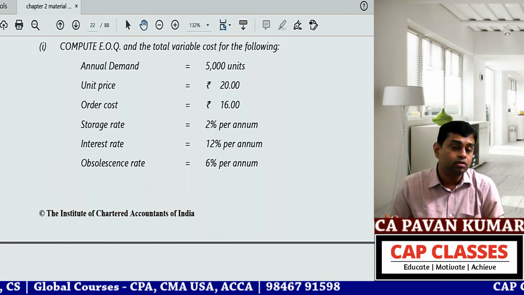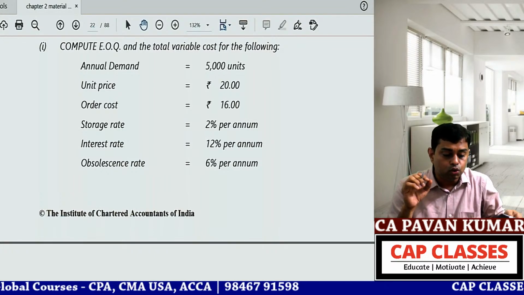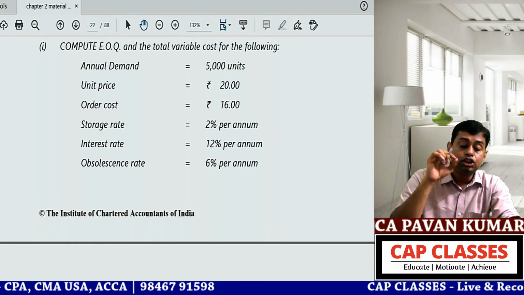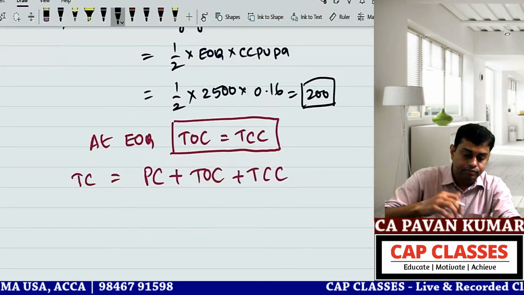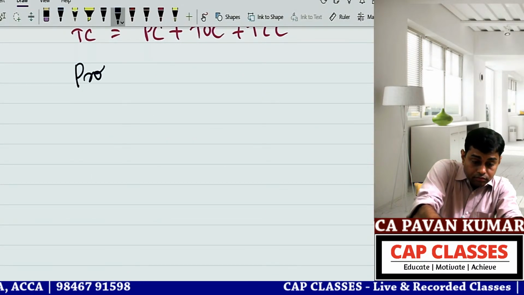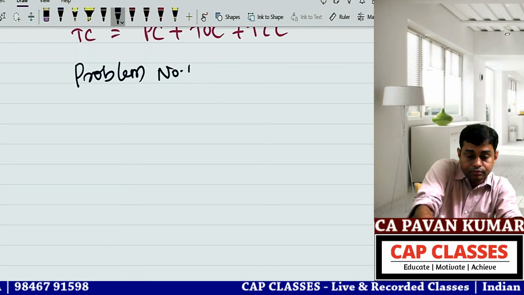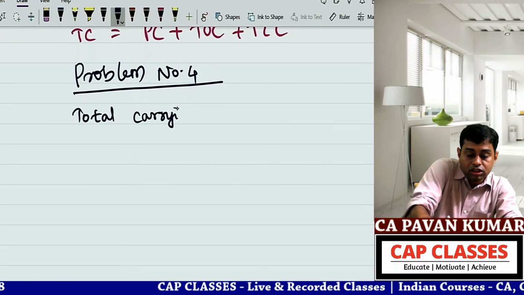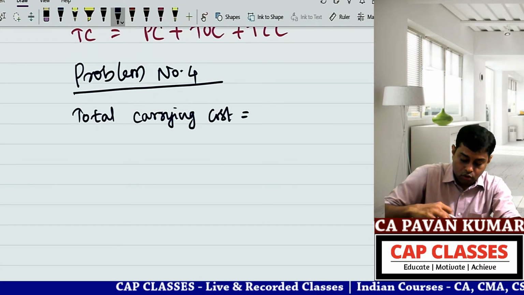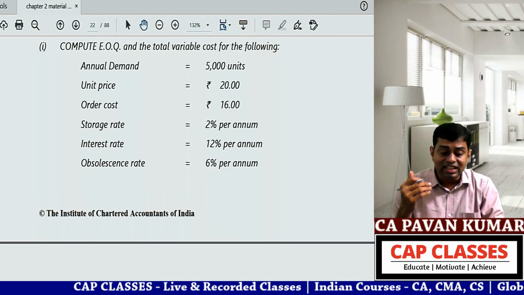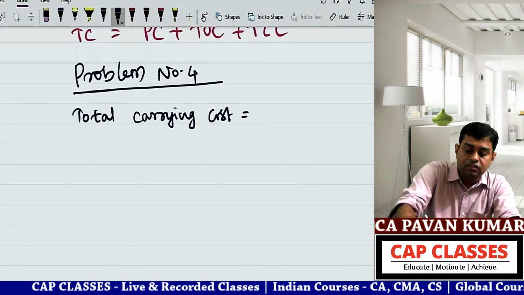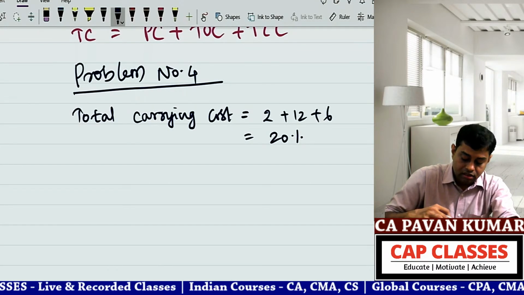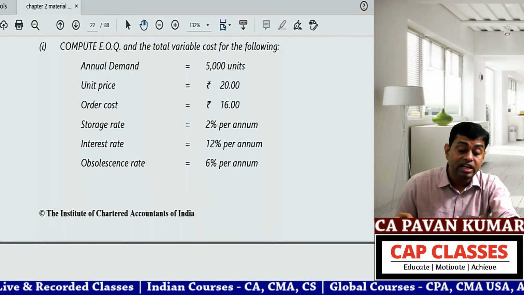Problem number 4. Total carrying cost is equal to storage cost plus interest cost plus obsolescence rate. 2, 12, 6. 2 plus 12 plus 6, that is equal to 20%. Total carrying cost 20%.